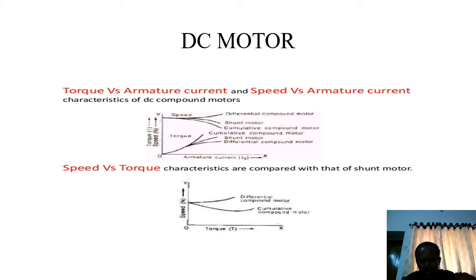This is the characteristic of the cumulative compound motor when torque armature characteristics are observed. Similarly, speed and armature current characteristics. So this is the characteristic of the shunt motor. When the flux is additive, you can observe that these characteristics are similar to the shunt motor, the cumulative compound motor. This is a characteristic of the compound motor.